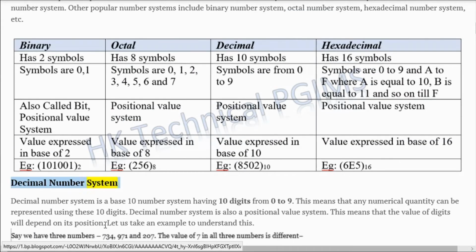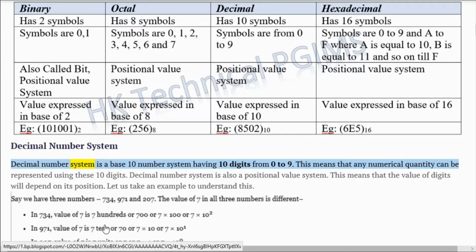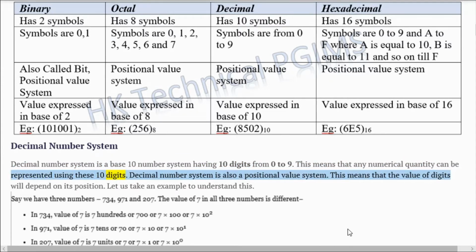Decimal number system. Decimal number system is a base 10 number system having 10 digits from 0 to 9. This means that any numerical quantity can be represented using these 10 digits. Decimal number system is also a positional value system. This means that the value of digits will depend on its position. Let us take an example to understand this.